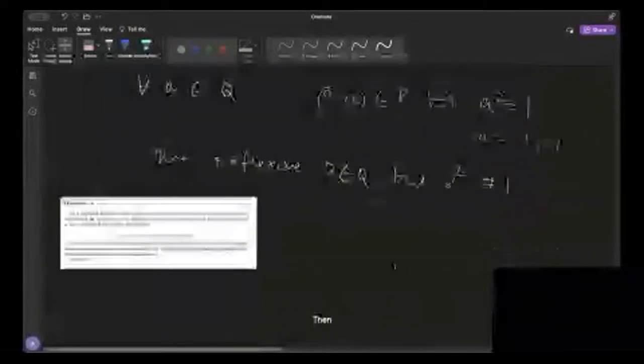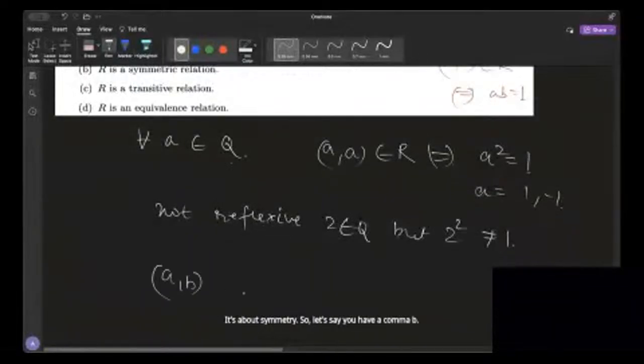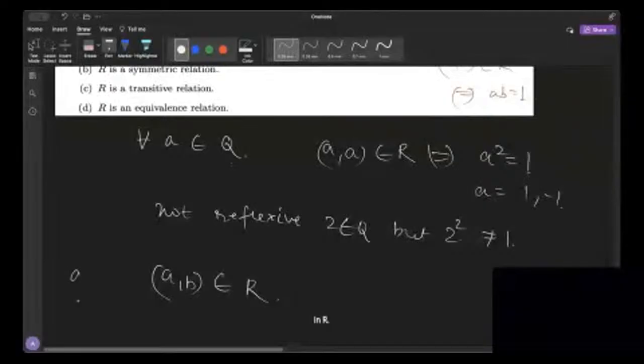Then coming to the second one, it's about symmetry. So let's say you have (A, B) in R, and let's say this is given to you. For symmetry, we need (B, A) in R.